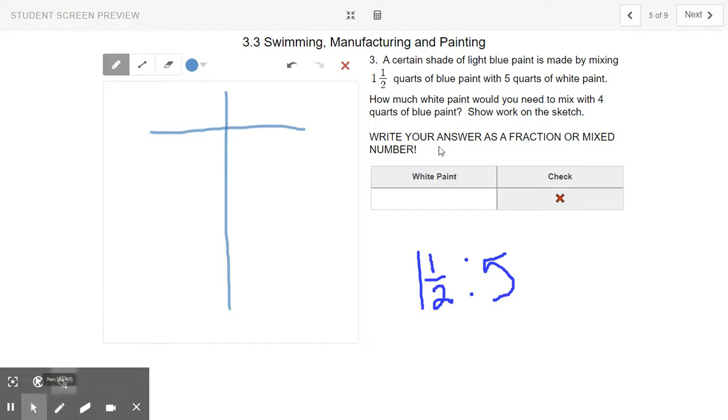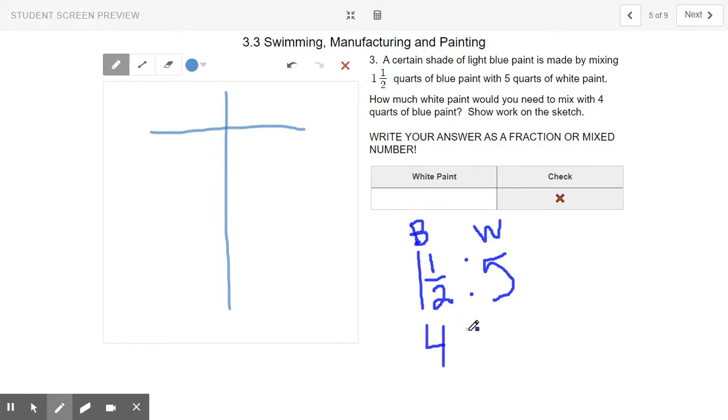So we have to figure out then, if that's the case, how much white paint. So I know that this is blue paint to white paint, and then they're saying how much white paint do we need to mix with 4 quarts of blue paint. So they're saying if we have 4 quarts of blue, how much white do we need? So we don't know, okay? And we're going to use this table to solve it.